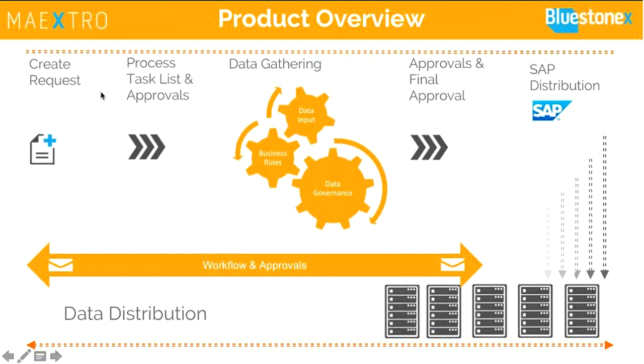Obviously there's a lot of detail in these stages, things like duplicate checks and all that type of stuff. But it's there, and it's based on a process, and that's the important thing. Maextro is not just about data; it's about your business processes, and that's really important.